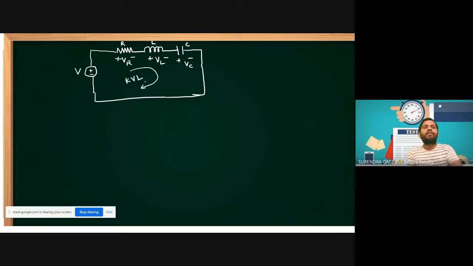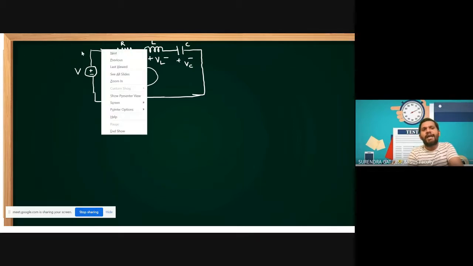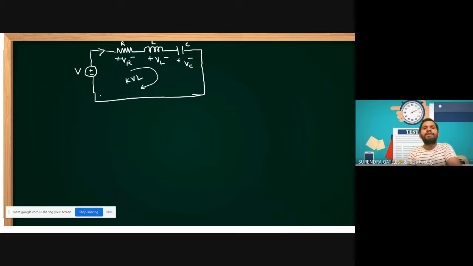Then if you apply the KVL in this loop, students, what is the KVL? Let us move in this direction. Always the drops are taken as negative. This is minus VR, minus VL, minus VC. We are moving from negative to positive, so we take plus V is equal to 0.